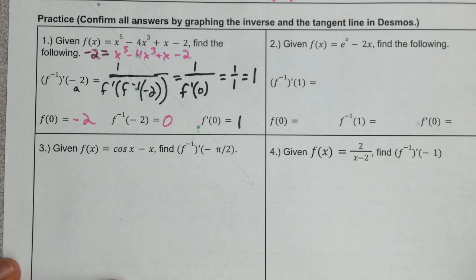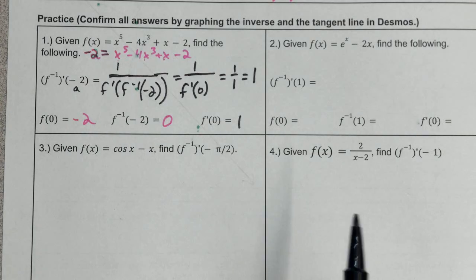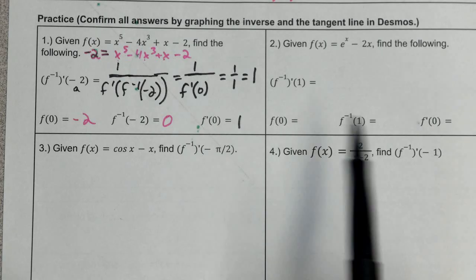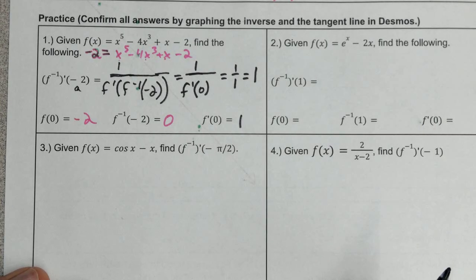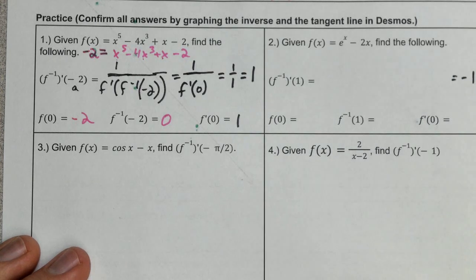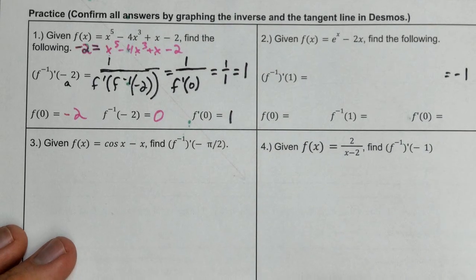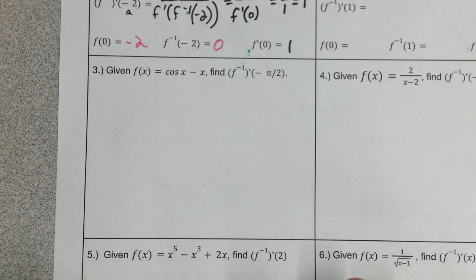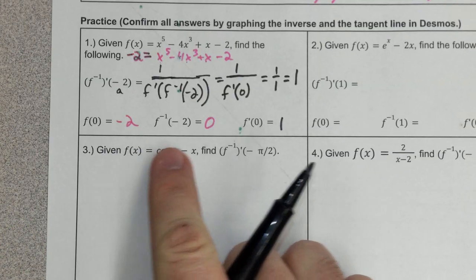I don't want to do all 6 in the video, so let's skip number 2. I'll leave that one for you to try. I will tell you that the answer is negative 1, so you can test that one and see if you can get to negative 1. Let's go on to number 3 here. This one I've not given you the framework of all this stuff for.